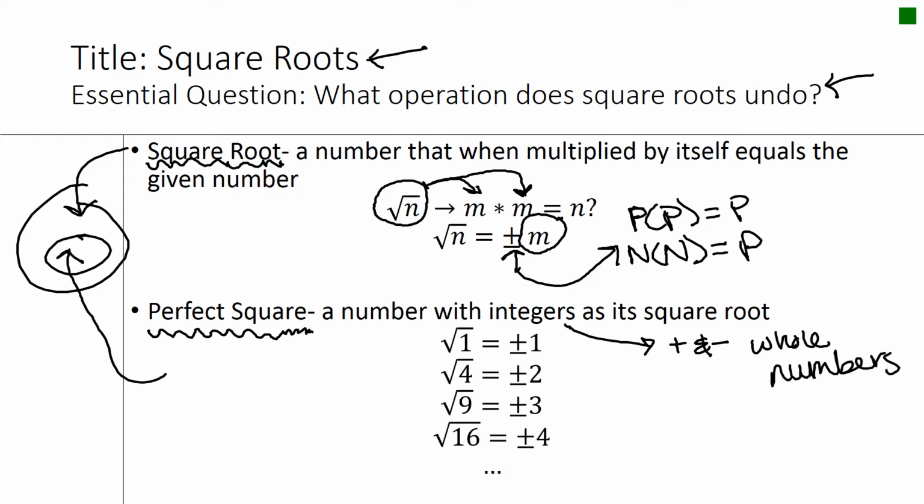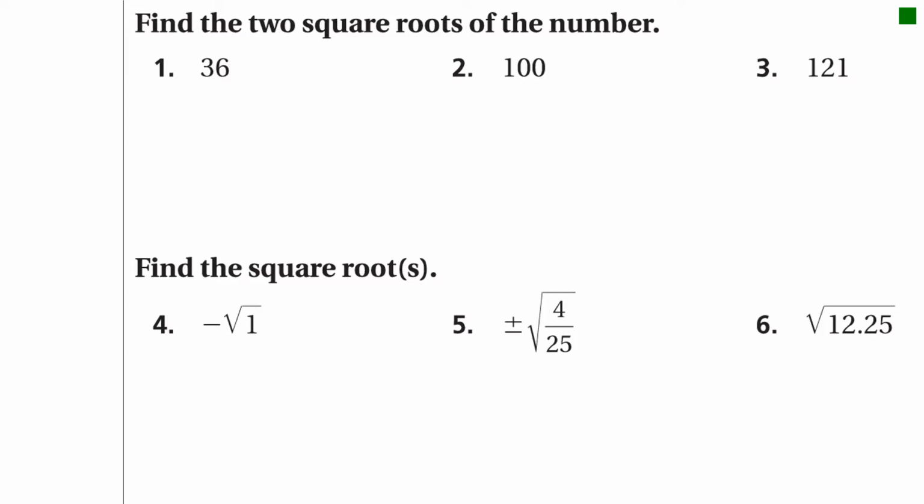Okay, so the square root of 1 is 1 times 1 is 1, and negative 1 times negative 1 is also 1. The square root of 4 is 2 times 2 is 4, and negative 2 times negative 2 is 4. That's what this plus minus sign means, positive 1 and a negative 1. All right, I think we're ready for some examples. So let's get started.